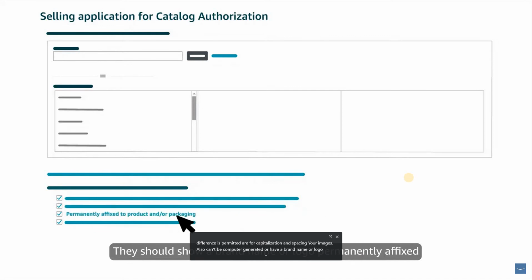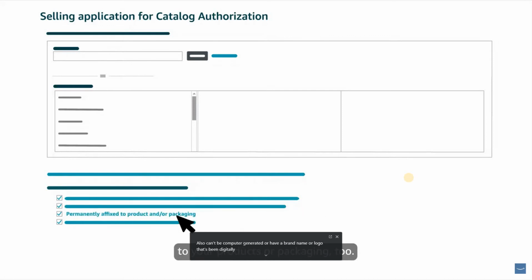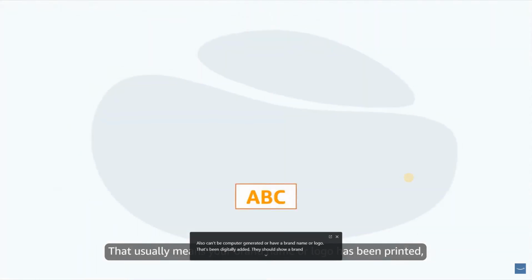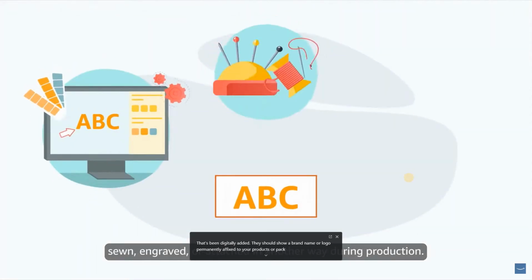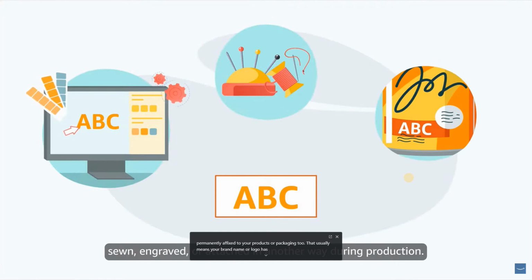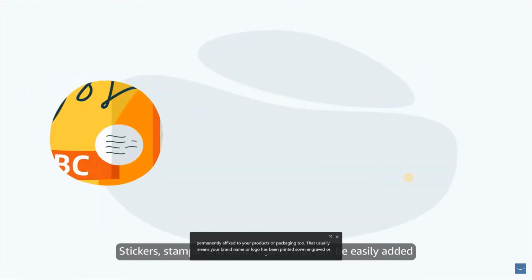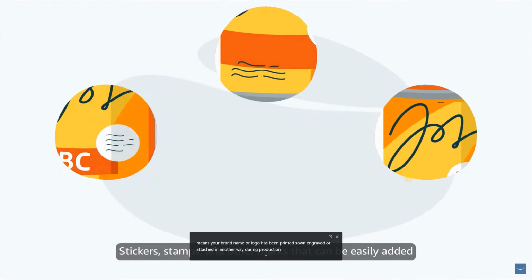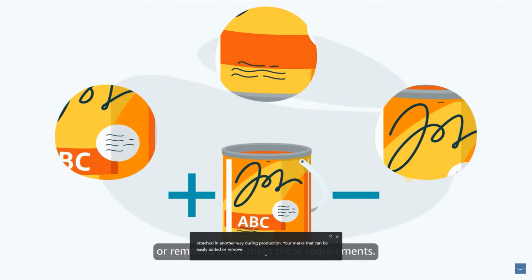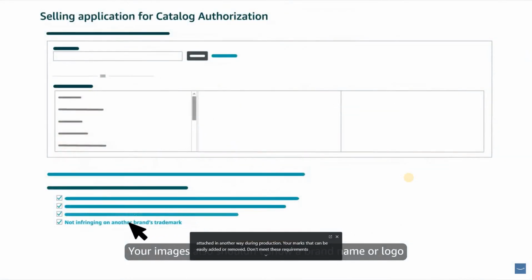They should show a brand name or logo permanently affixed to your products or packaging too. That usually means your brand name or logo has been printed, sewn, engraved, or attached in another way during production. Stickers, stamps, and other marks that can be easily added or removed don't meet these requirements. Your images also shouldn't show a brand name or logo that infringes on another brand's trademark.